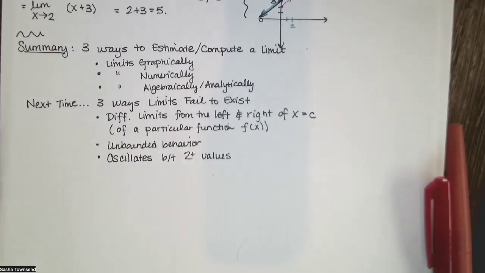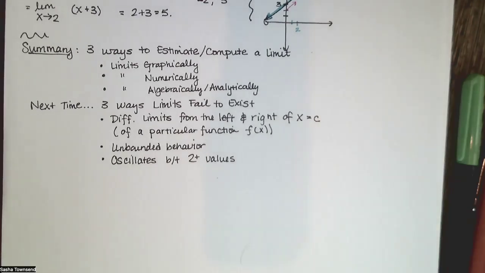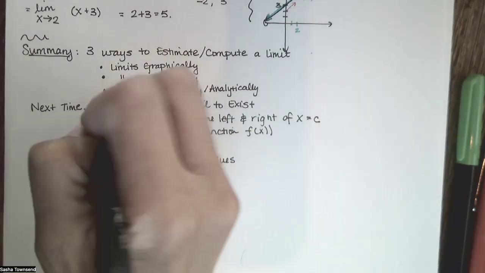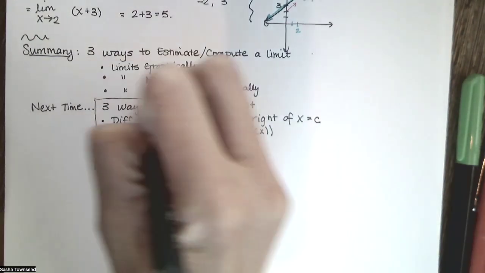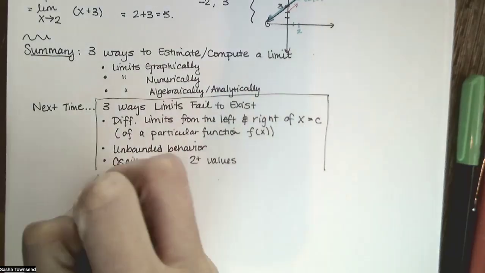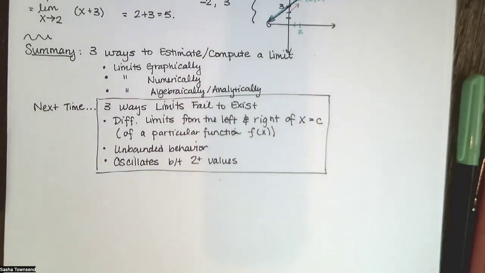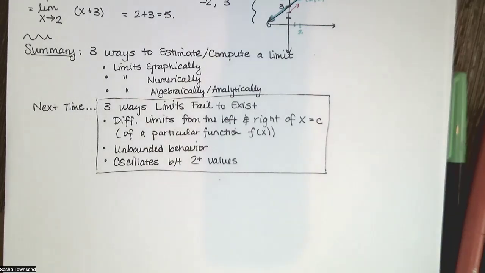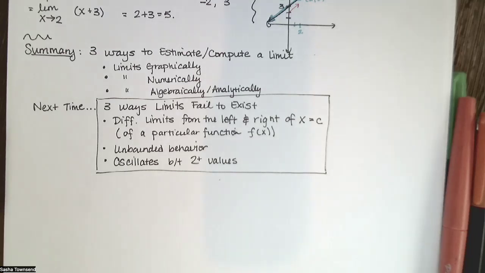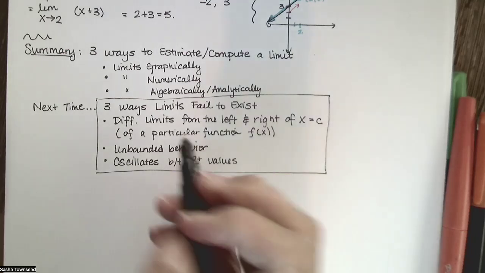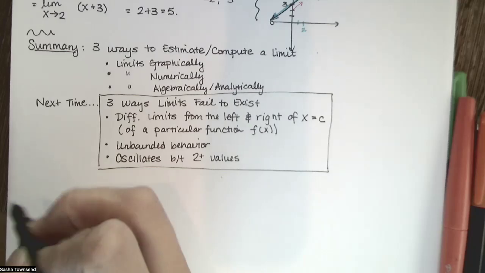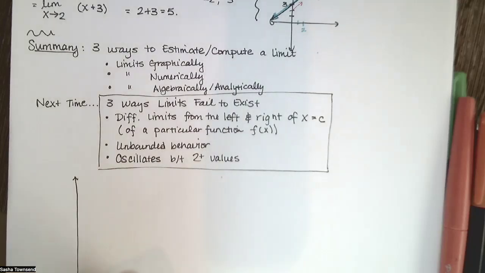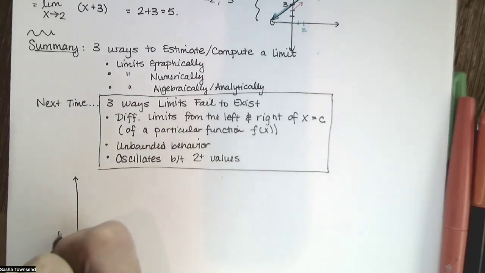Hello, welcome back. In this video, we'll discuss three ways that limits fail to exist. It's actually from the end of the last video, and actually very simple. We've already discussed one way that a limit fails to exist, and that's when you have different limits from the left and right of x equals c. So let's say our graph looks like this.